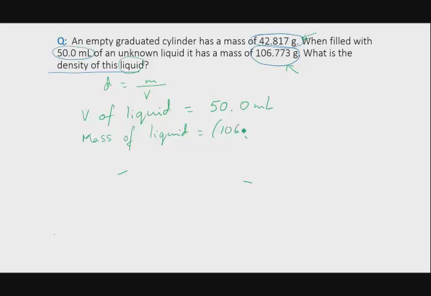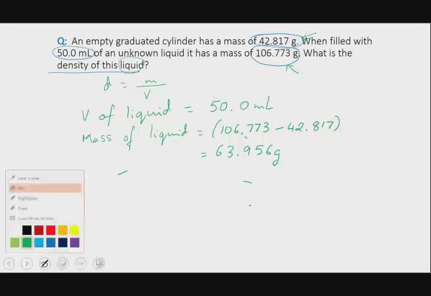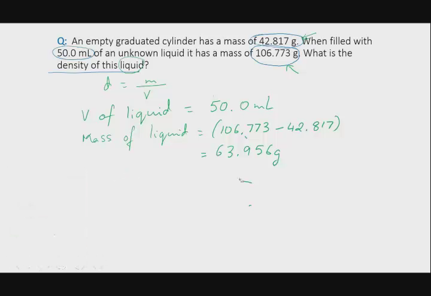So mass of the graduated cylinder with the liquid minus the mass of the graduated cylinder without the liquid will give us the mass of the liquid alone. When you carry out this subtraction, we get the mass of the liquid as 63.956 grams. Now this is a subtraction step, so your answer must be in the correct number of decimal places. Please take a moment to make sure that it is.